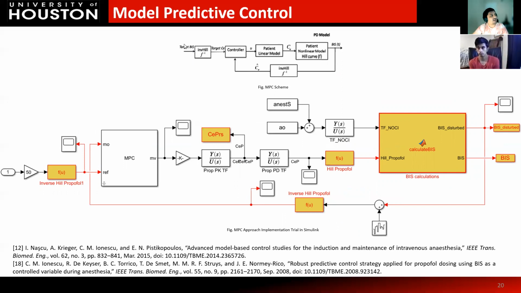In this strategy, we have a target BIS input going into the inverse Hill. So we just take the target concentration to the controller this time, which then gives a propofol input to the patient linear model. And then the concentration works and the BIS is taken as the feedback again. Again, with the inverse Hill, we just take the concentration back to the controller. And this is another method to control the entire system using the concentrations and not the BIS. Again, the Simulink model is presented right over here using inverse Hill functions to get the concentrations, and so on.